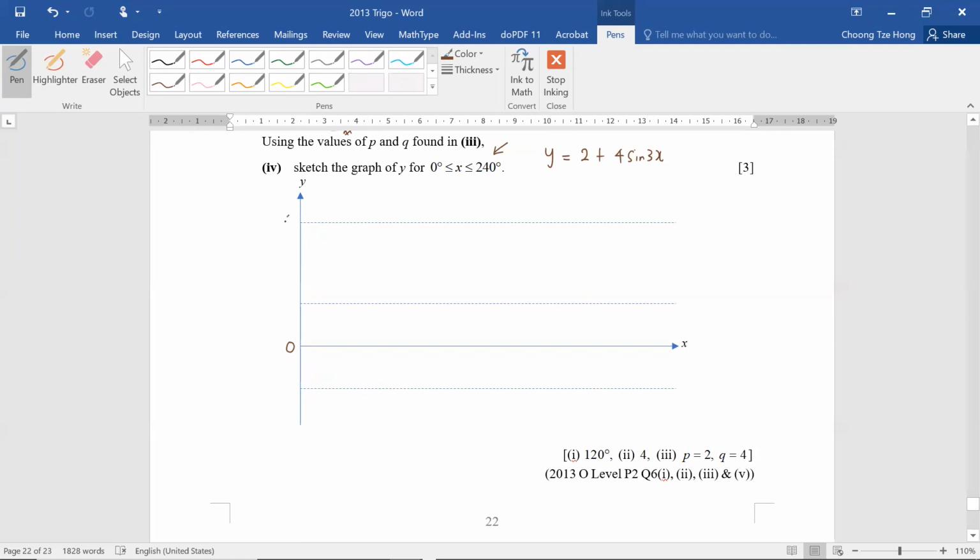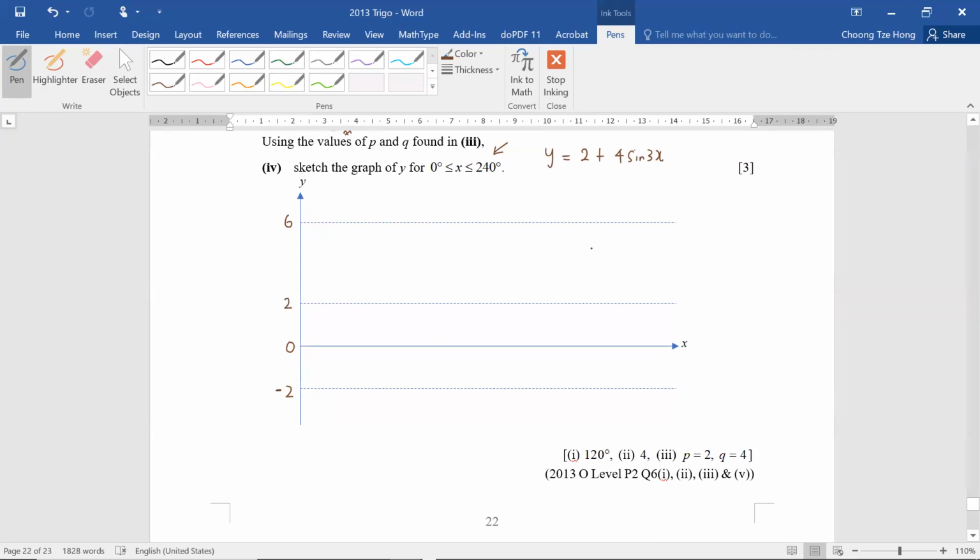So the maximum is 6, so you draw a dotted line at 6. Then the minimum is -2. And then the central level, we calculated it to be 2, right? So 3 sets of dotted line.